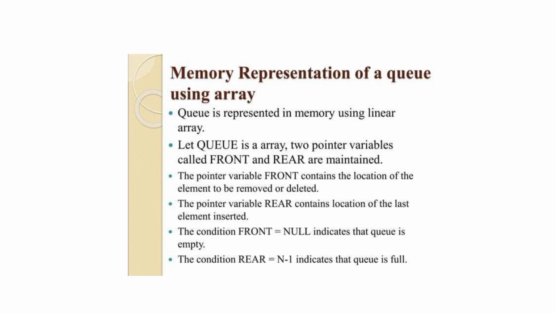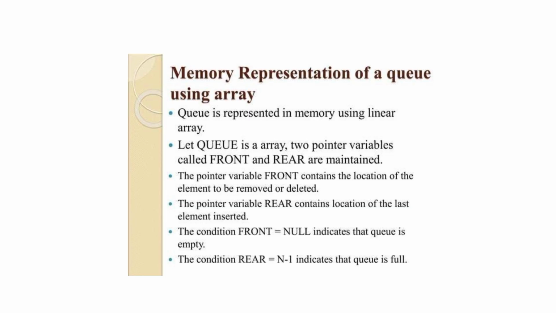And here is the memory representation of a queue, based on an array implementation. Here the variable front contains the location of the element to be removed, and the pointer variable rear contains the location of the last element inserted. So the rear is always pointing to the last element and the front is always pointing to the first element. The condition front equal to null indicates the queue is empty. There are no values, so we cannot perform DQ operations.